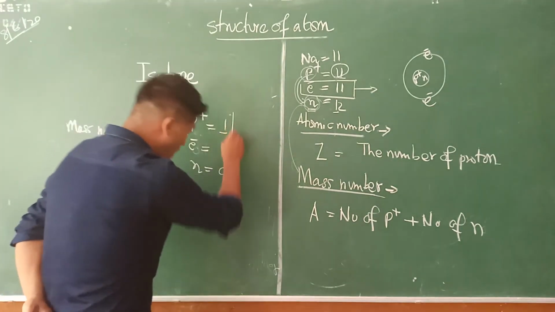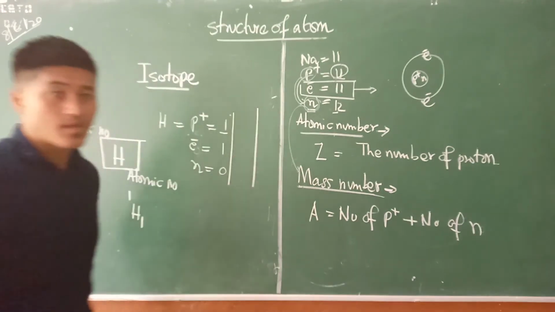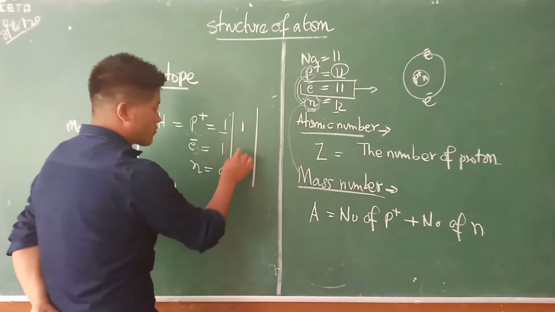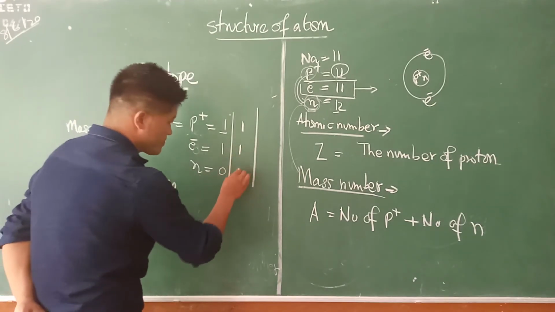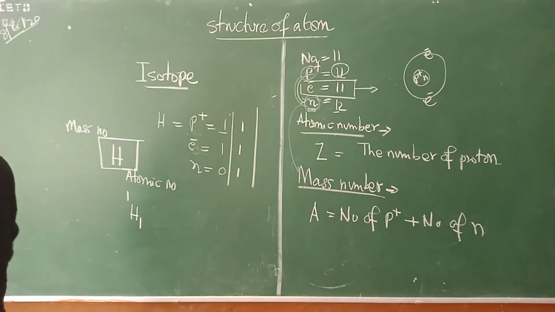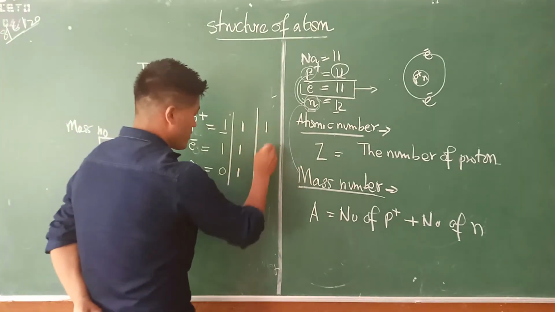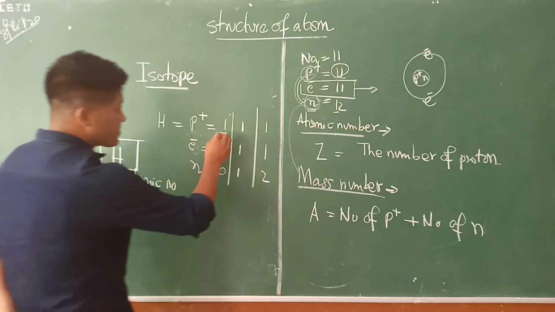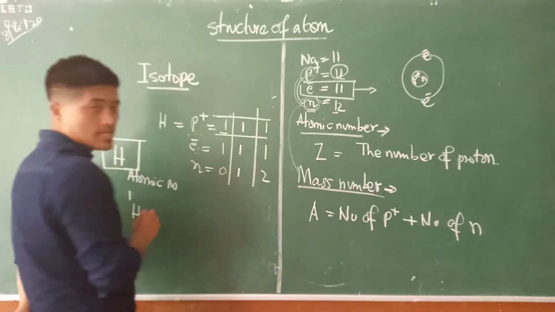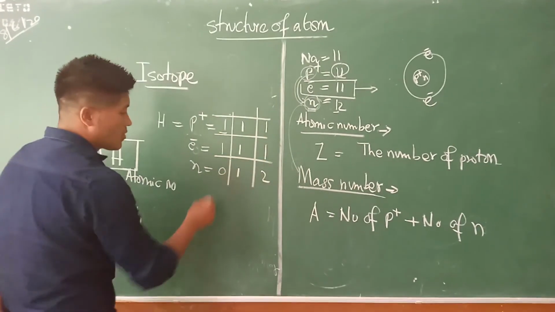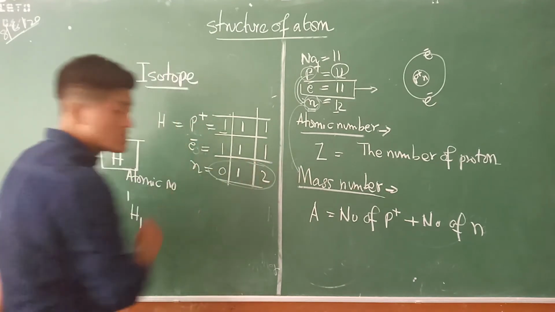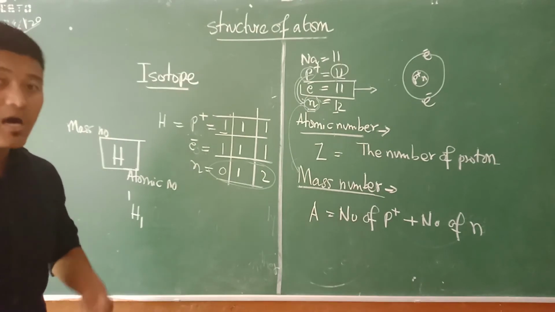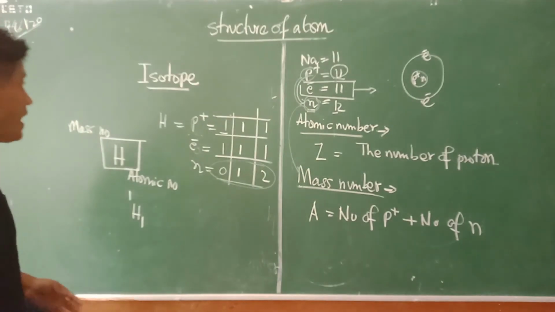But there is another kind of hydrogen, where the atomic number is 1 once again, and they have a neutron number of 1. Another one, that is 1, 1, 2. Now as you can see, the number of proton is the same, the number of electron is the same. What is changing? The number of neutron is changing.